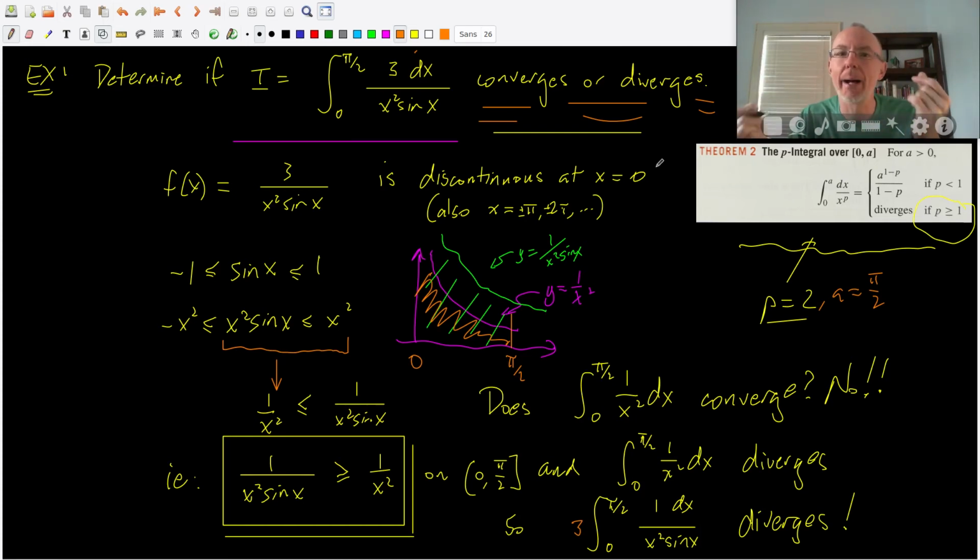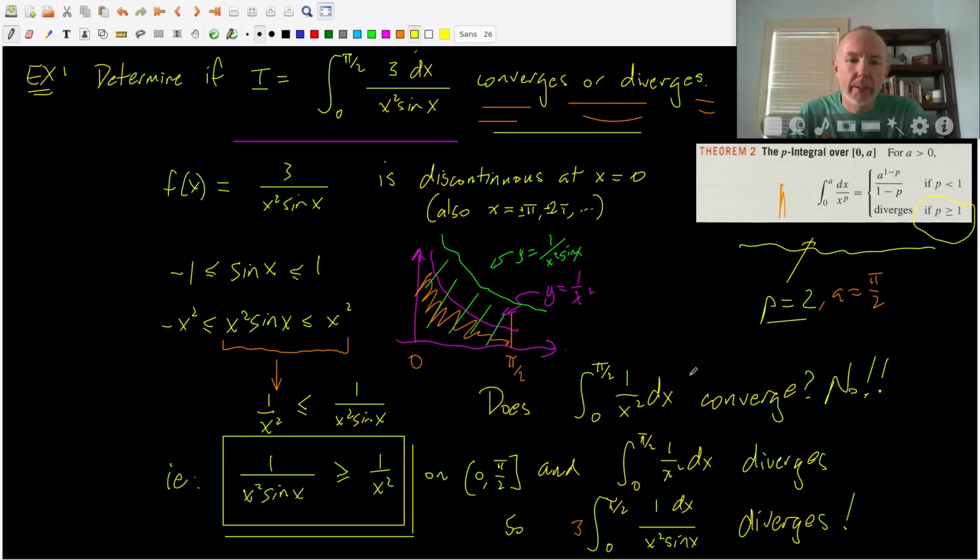You might not think about it as math in the way you've thought about it before, because what I'm doing is making a logical argument based on some rules. I know how this p integral behaves. If p is bigger than 1, it's going to diverge. I know that the function I'm looking at here is bigger than 1 over x squared everywhere. I know that the integral of 1 over x squared diverges, and so this, which intuitively must be bigger, will also diverge.